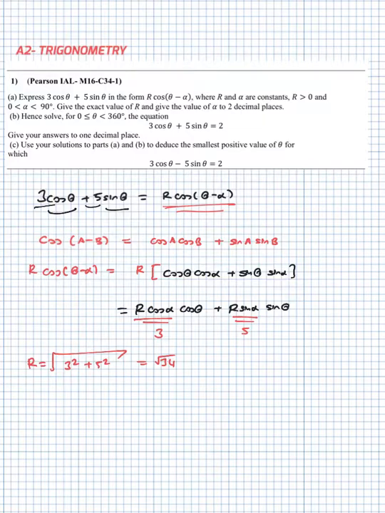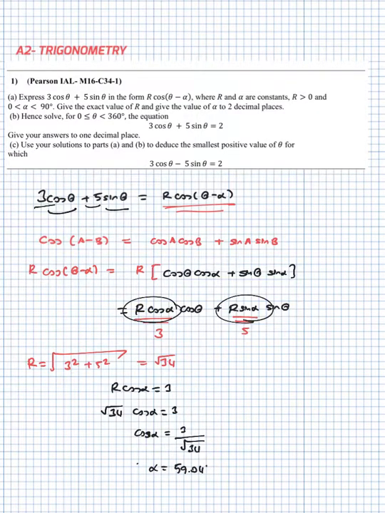To figure out the value of the angle, you can either use the first expression or the second. Doesn't matter whether you use r cos alpha or r sine alpha, you will get the same answer. Let's put r cosine alpha. r cosine alpha is equal to 3. What is r? Root 34. Root 34 cos alpha is equal to 3. Cos alpha is equal to 3 over root 34. If you take the inverse in the calculator, you will be getting 59.04 degrees for alpha.